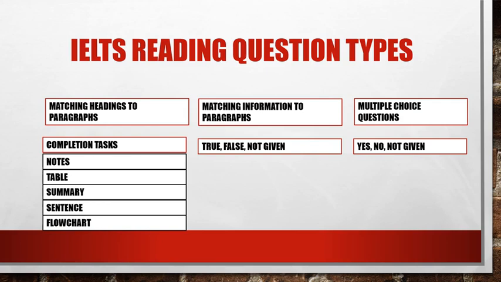We have matching headings to paragraphs. We have matching information to paragraphs. We have multiple choice questions. We have matching sentence endings. We have classification question type. We have completion tasks. These completion tasks are in 5 categories: notes completion, summary completion, sentence completion, table completion, and flow chart completion.